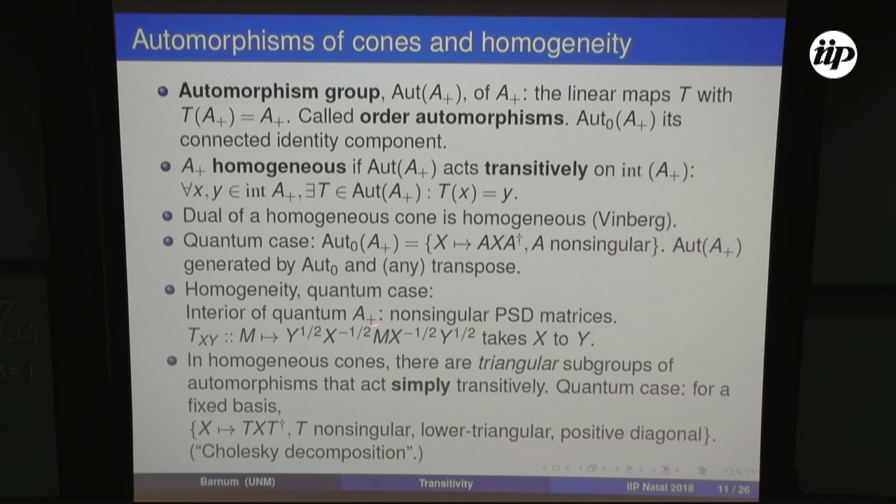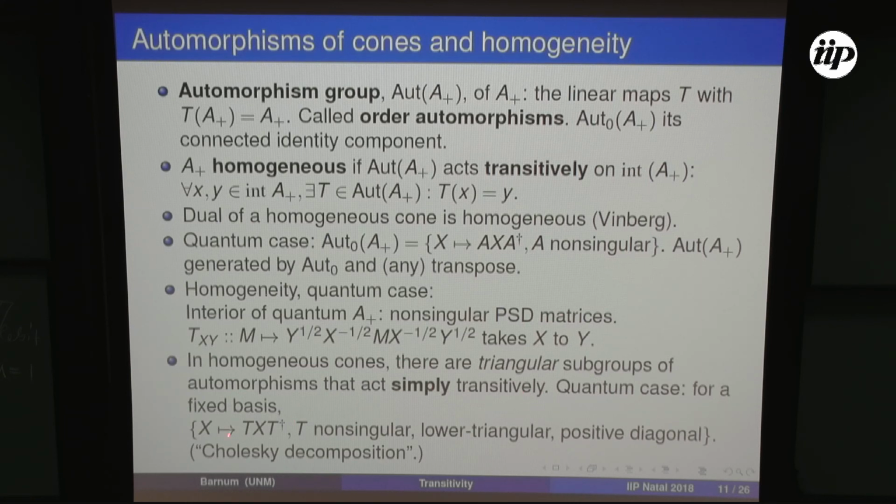Now these are just the Kraus maps, if you want to think of them that way: non-singular, one CP maps that have one Kraus element, and the Kraus element is non-singular. Now this actually isn't unique. If you want a unique map that takes X to Y, that's a simply transitive action. There is indeed a group that does that. It's a triangular subgroup of automorphisms.